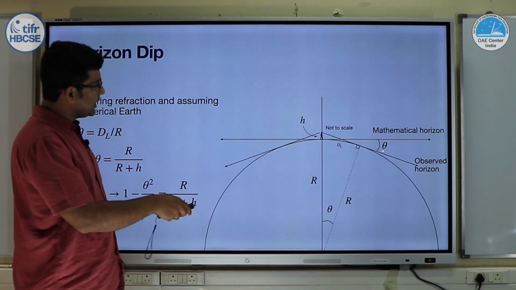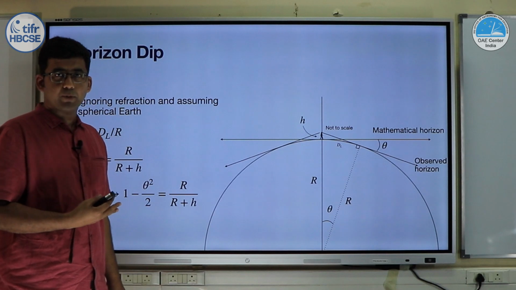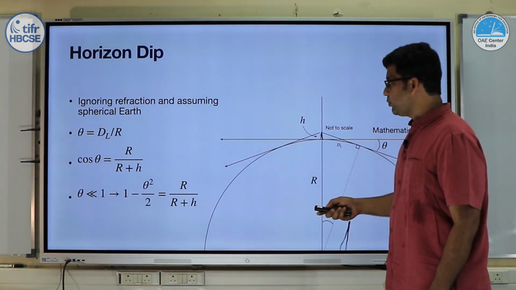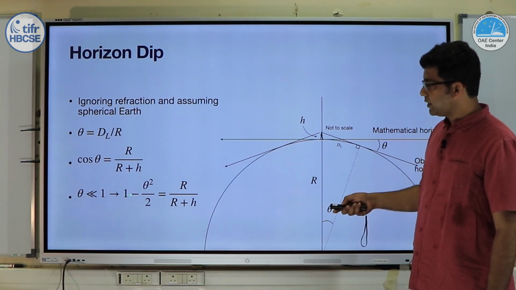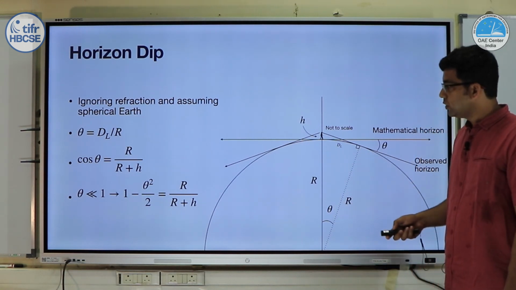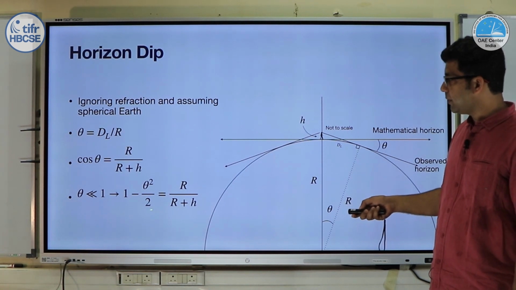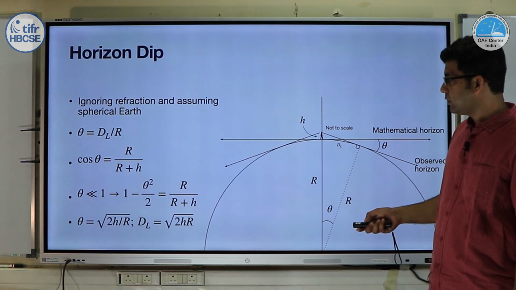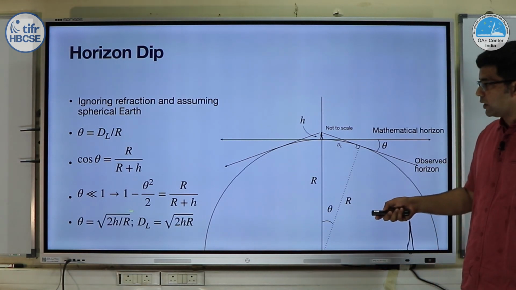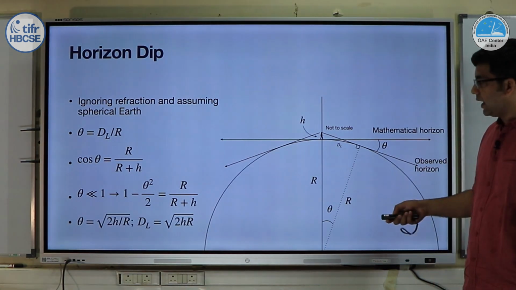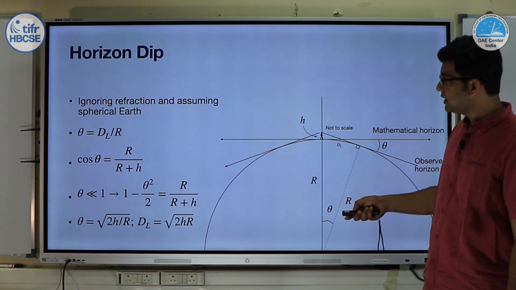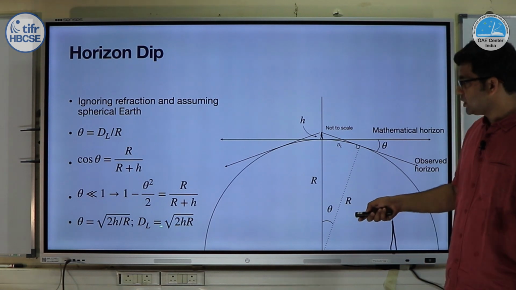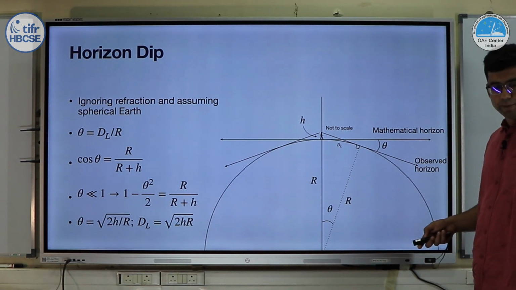So, now if theta is fairly small, you can use the small angle approximation to calculate theta, and for small theta we know that cos theta is approximately equal to 1 minus theta squared by 2. So, equating 1 minus theta squared by 2 to r by r plus h and simplifying, you can calculate that theta is equal to square root of 2h by r, and equivalently the horizon distance dl, since it is r times theta, is equal to square root of 2h times r.